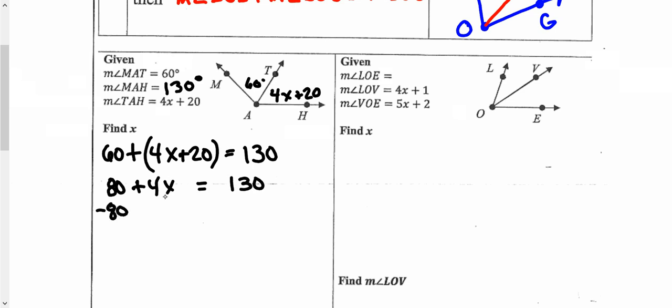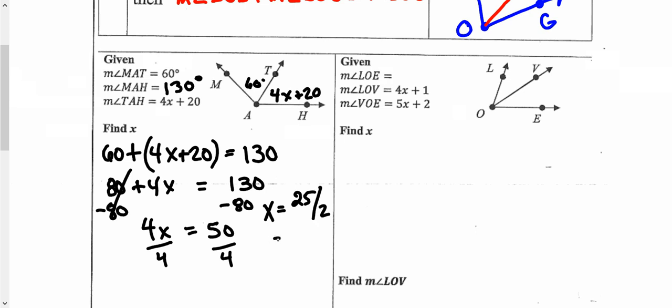We'll subtract out 80. 4x, and you're going to have 130 minus 80, which gives us 50. Then we'll divide this by 4. When you do 50 over 4, you can write this as a fraction, which would be 25 over 2, or you can write it as a decimal. It's totally up to you. Many of you will prefer one over another, and both are right. So that's our x.